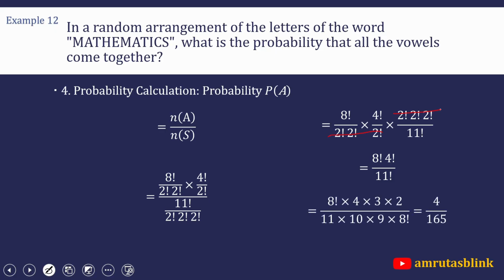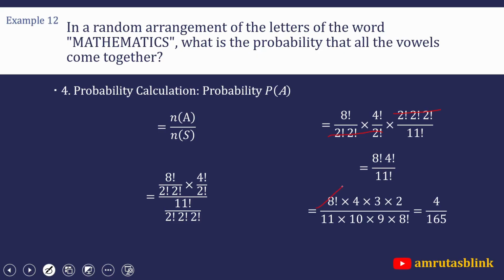So let's simplify this now. 8 factorial I will keep as it is. 4 factorial we will split into 4 into 3 into 2, and 11 factorial we will split up to 8 factorial, that is 11 into 10 into 9 into 8 factorial.